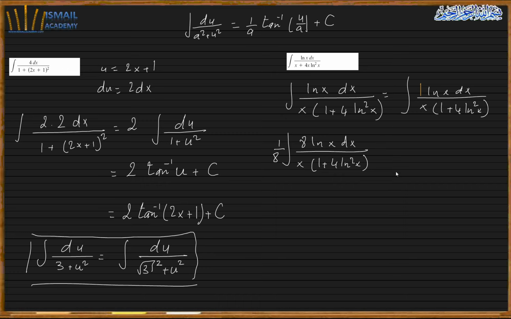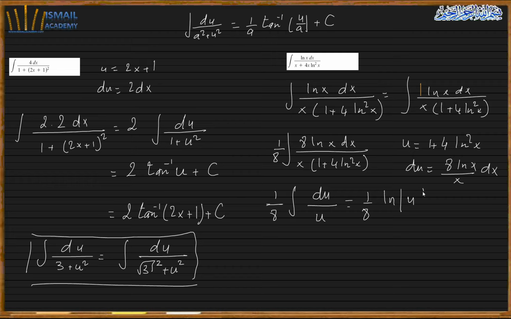So now I put my u, so u will be 1 plus 4 ln squared x, so du will be 8 ln x over x dx, and this is what we have in here. So this is the top bar with the x on the denominator, so it's going to be 1 over 8 du over u, which is 1 over 8 ln absolute value of u plus c. So this is the antiderivative of du over u. So this will be 1 over 8 ln, substitute back, 1 plus 4 ln square x plus c.